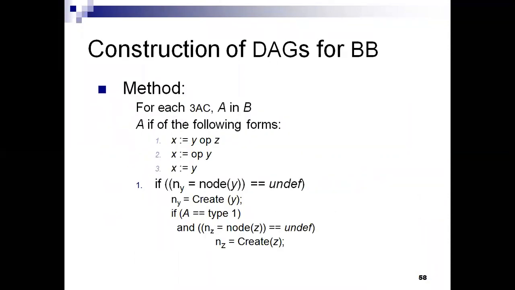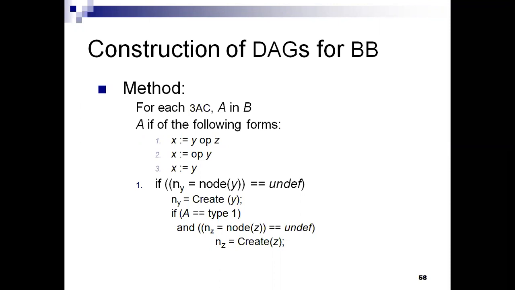And now this is the method for construction of the DAG. We need to follow this method. Here we need to assume that the three address statements have three cases, or three types: x is equal to y op z, x is equal to op y, and x is equal to y. With the help of these types, the DAG can be constructed.